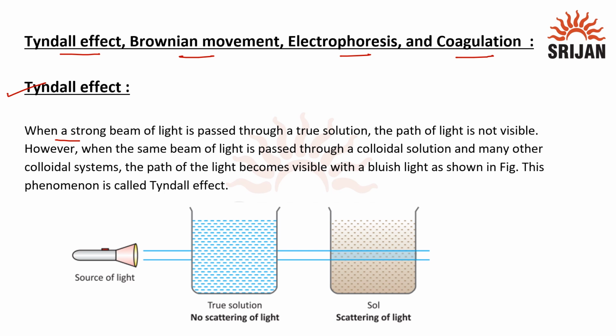When a strong beam of light is passed through a true solution, the path of light is not visible. However, when the same beam of light is passed through a colloidal solution and many other colloidal systems, the path of light becomes visible with bluish light as shown in the figure, and this phenomenon is called Tyndall effect.